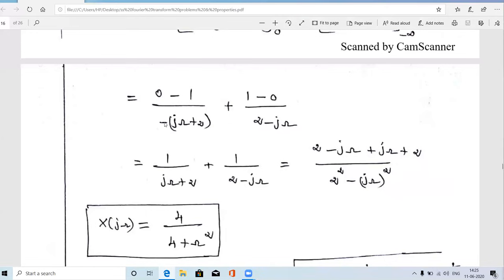So minus of minus plus, so 1 divided by j omega plus 2. Similarly here 1 by 2 minus j omega. So this is the answer for the Fourier transform of the given signal. Okay, so if you want to rearrange, if you want to reduce this term, you take the LCM of both the denominators. So here a plus b structure is there, here a minus b structure is there. So the product of a plus b into a minus b is a squared minus b squared.